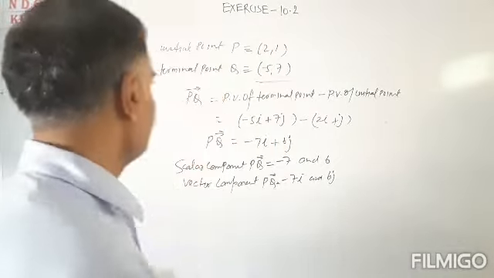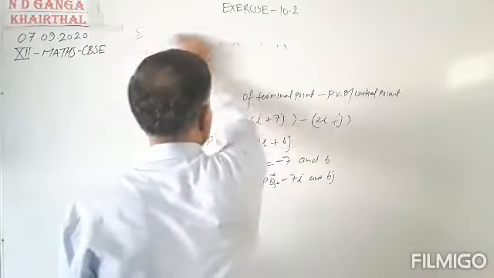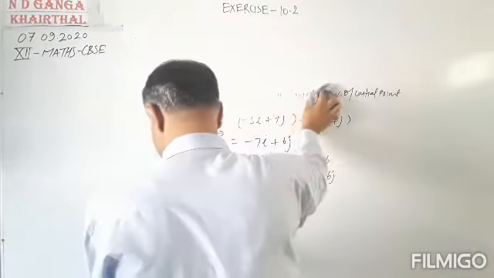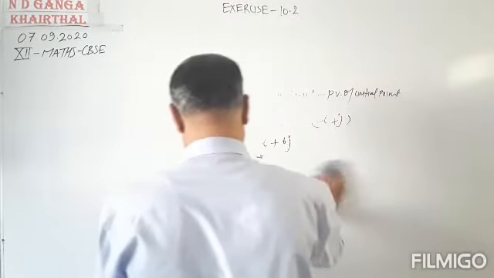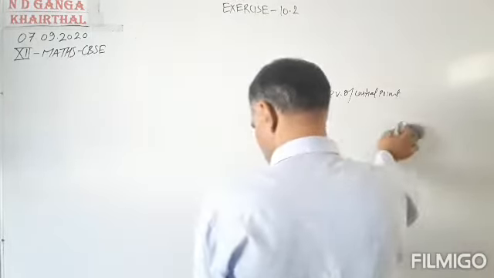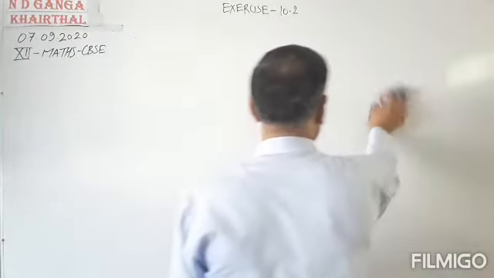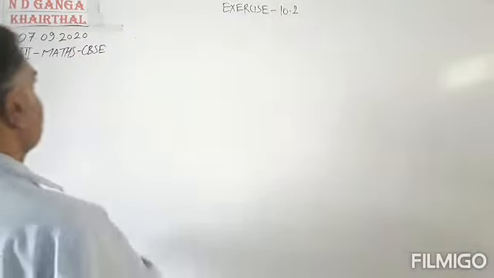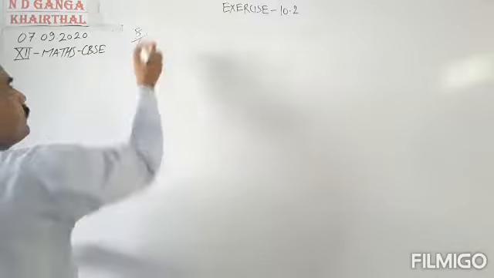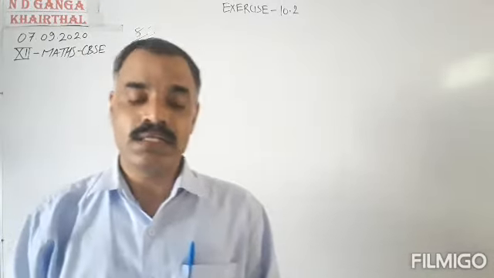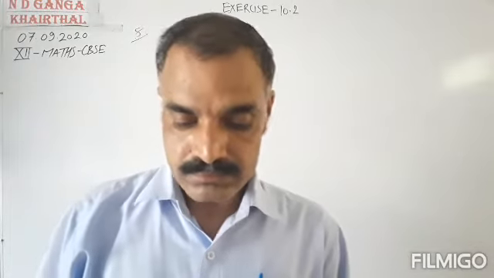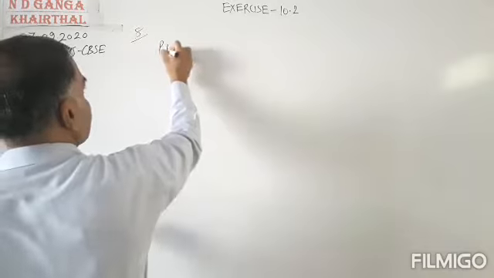Now let us take the next question. You can do question number 6 and 7. Okay, now question number 8. Find the unit vector in the direction of PQ vector.